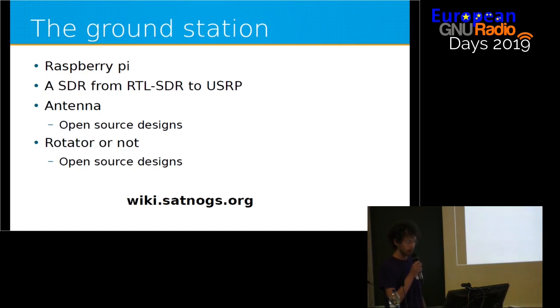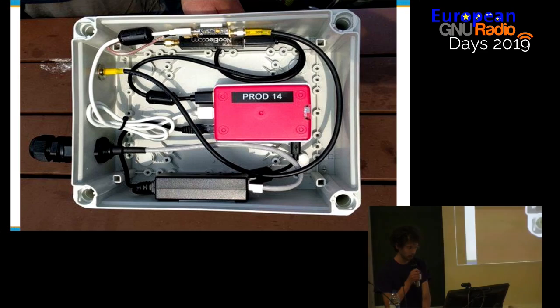And also, if you want, you can use an omnidirectional antenna, and then you don't need an antenna rotator. Everything is on the wiki. So when it's finished, it looks like this: a small computer, power over Ethernet, and also an LNA and the SDR, which is here.